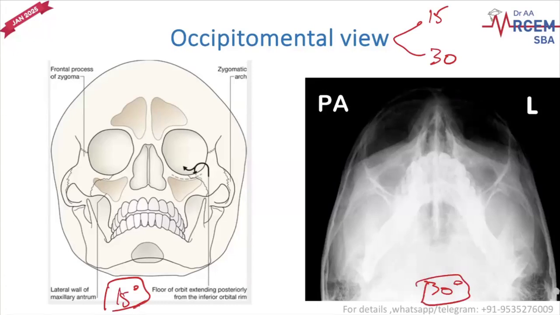Whenever they give a 15 degrees extension of the neck, think of orbital floor fracture. Whenever they are giving a 30 degrees, think of zygomatic arch. This is the zygomatic arch, a zygomatic arch fracture. Look at the zygomatic arch. Zygomatic arch fractures can be picked up very nicely in a 30 degrees view compared to a 15 degrees view.